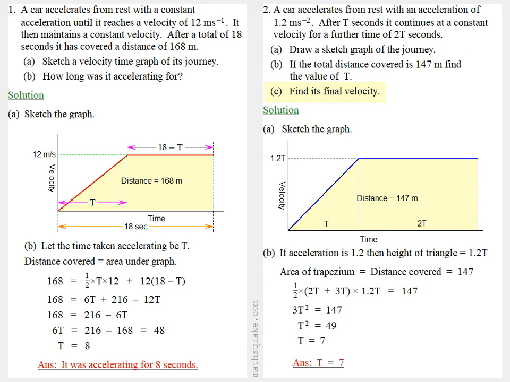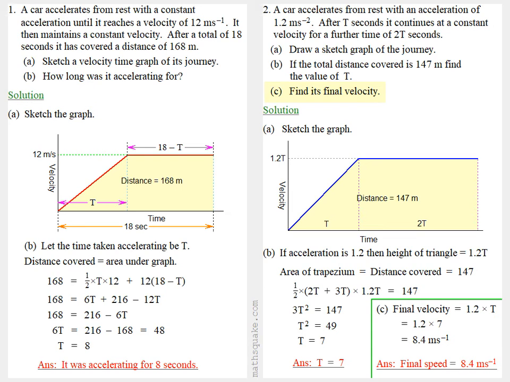Now in part C, we're asked to find the final velocity. Well, the final velocity is 1.2 times t, which is 1.2 times 7, or 8.4 meters per second, and so our final speed is 8.4 meters per second.